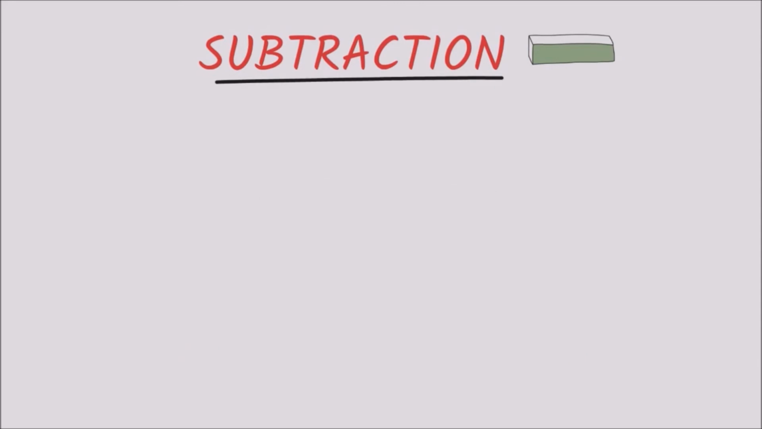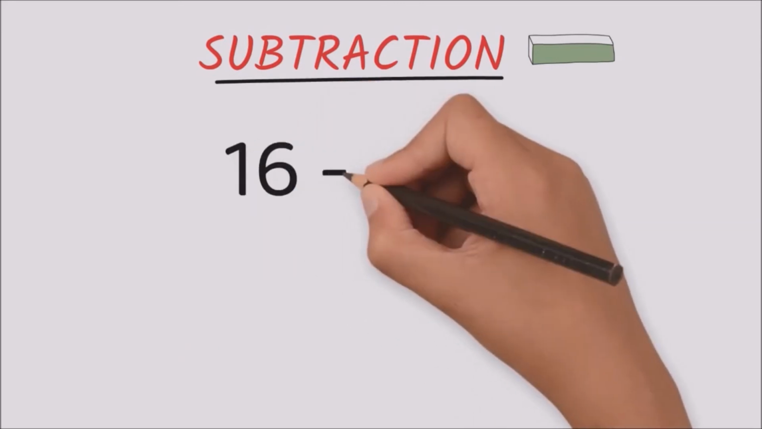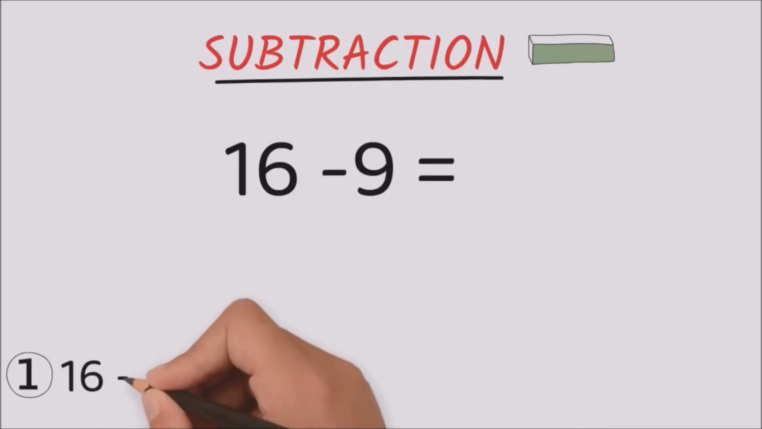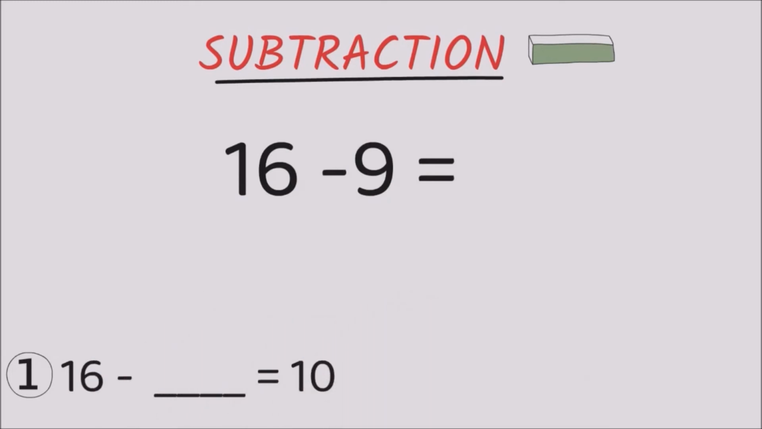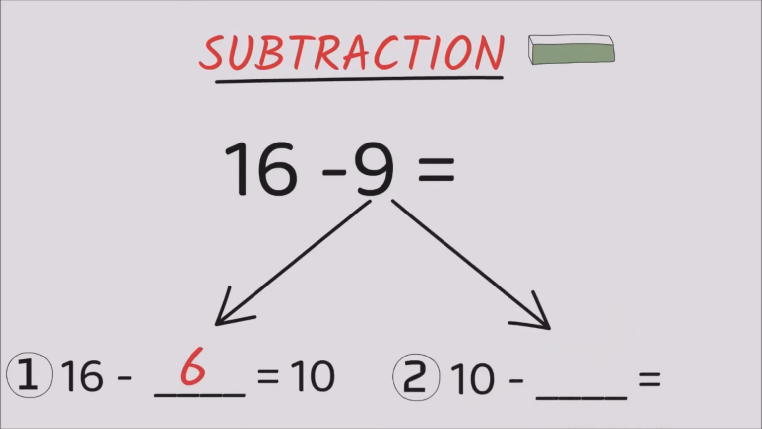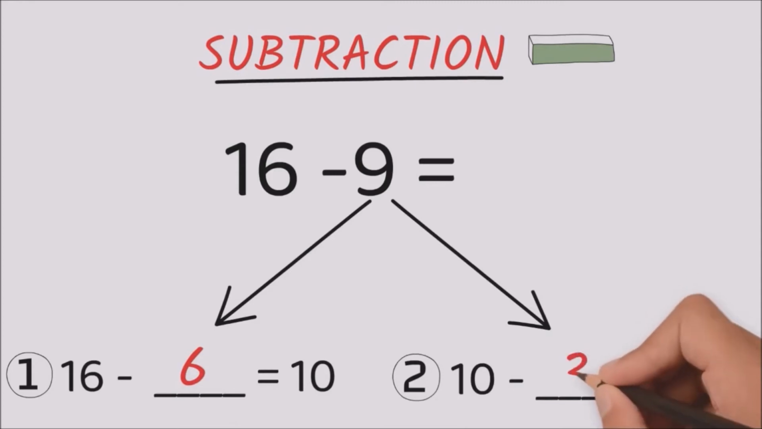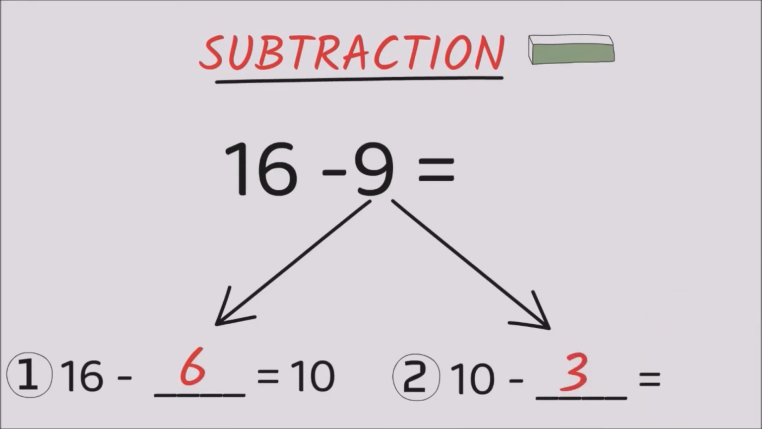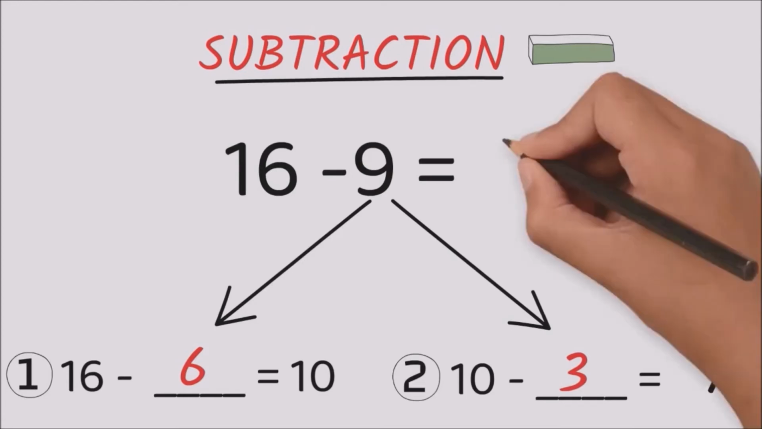Let's try another example. How about 16 minus 9? Again, the first part of the step is to count down to 10. So by subtracting 6 from 16, we would get 10. And then the second step is to subtract what is left. So we subtracted 6, we need to subtract 3 more, and 10 minus 3 would give a result of 7. So 16 minus 9 is 7.